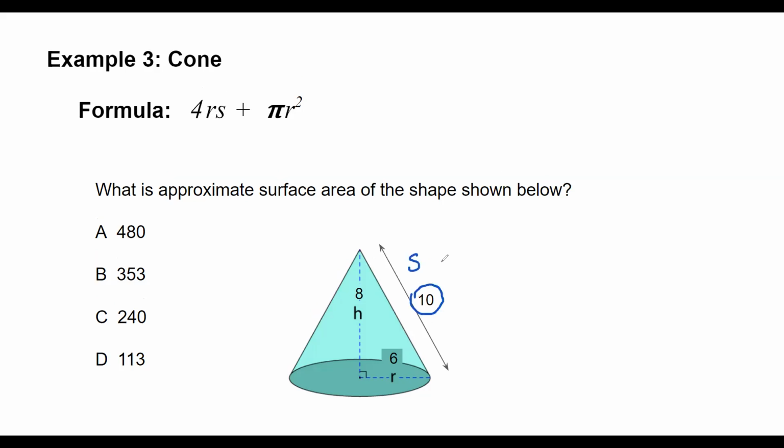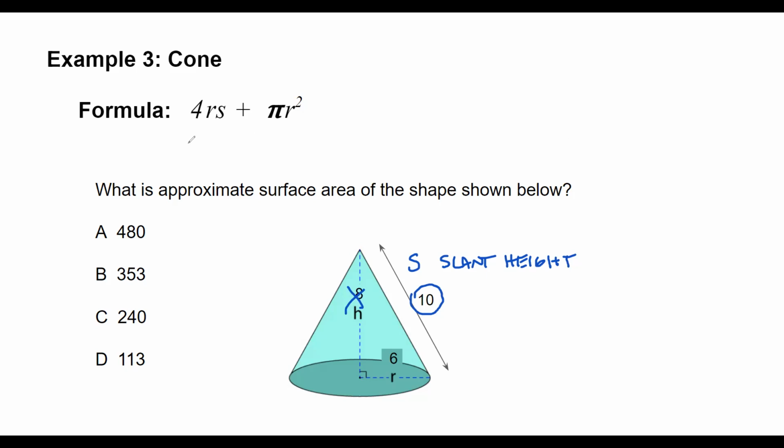And s stands for slant height. So it is that angular dimension up the side of the cone. And that's necessary in order for us to calculate surface area. Then we're going to add pi times r squared. Notice that there's no h in this formula. That means we need to ignore that value. We don't need it to find the surface area, even though they gave it to us.